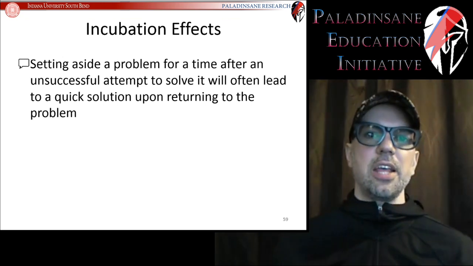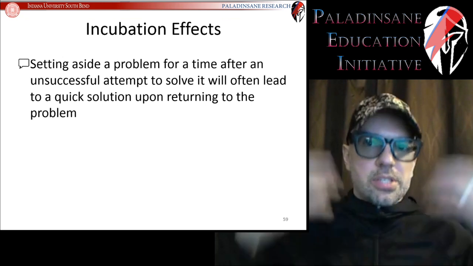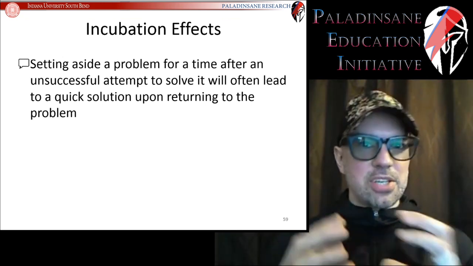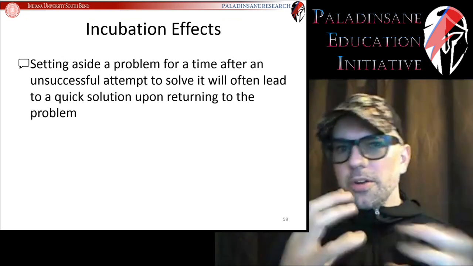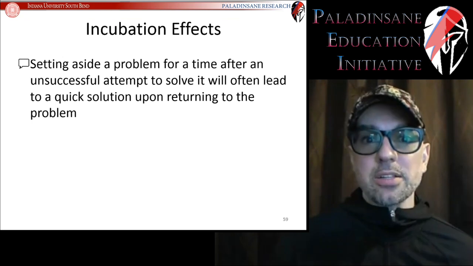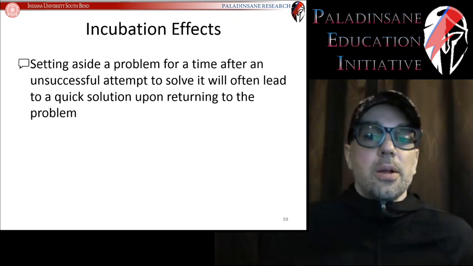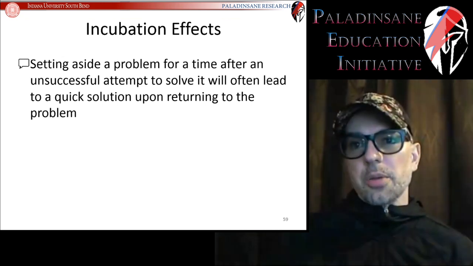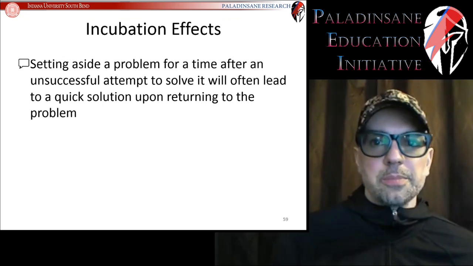And that is the idea of an incubation effect, right? It's almost as if the solution was incubating in your mind and it just needed a little bit of time. It just needed a little bit of quiet in order for it to rattle around in there in your mind. And then when you come back to the problem, all of a sudden you're like, oh, aha, there we go. That's what the solution was the whole time. So it's solving a problem just by stepping away from it.